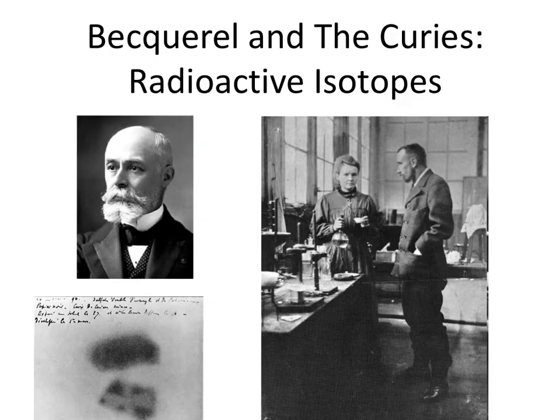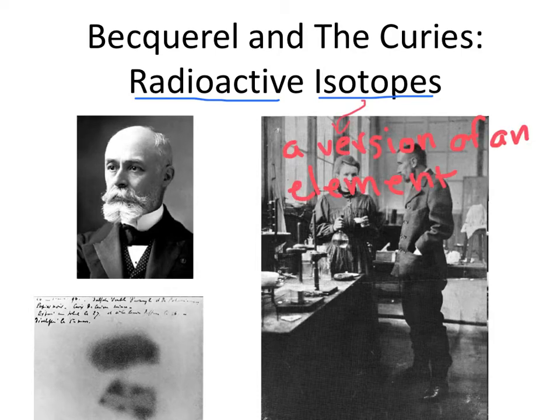But Becquerel and the Curies had found some very strange atoms. They were called radioactive isotopes. These guys had no idea what an atom looked like or what a radioactive isotope looked like, but modern scientists have since discovered that radioactive isotopes are a version of an element with an abnormal number of neutrons in its nucleus.